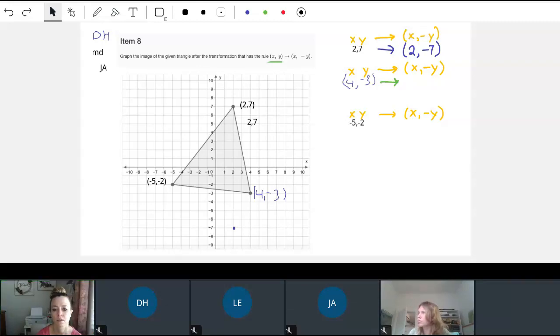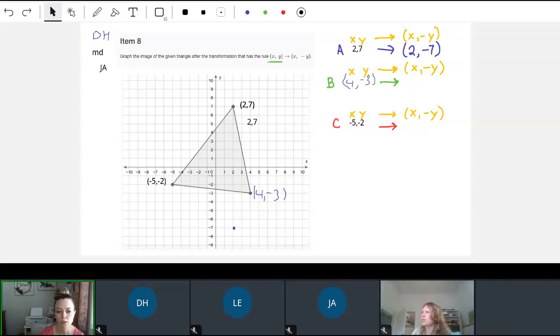And just to get used to the notation, let's call this point A and point B and point C. So if this is where A moved to, we would call this one A prime, right?